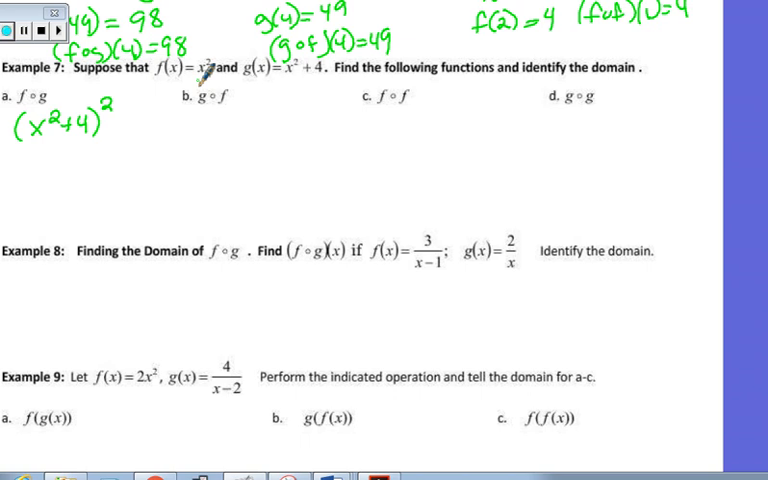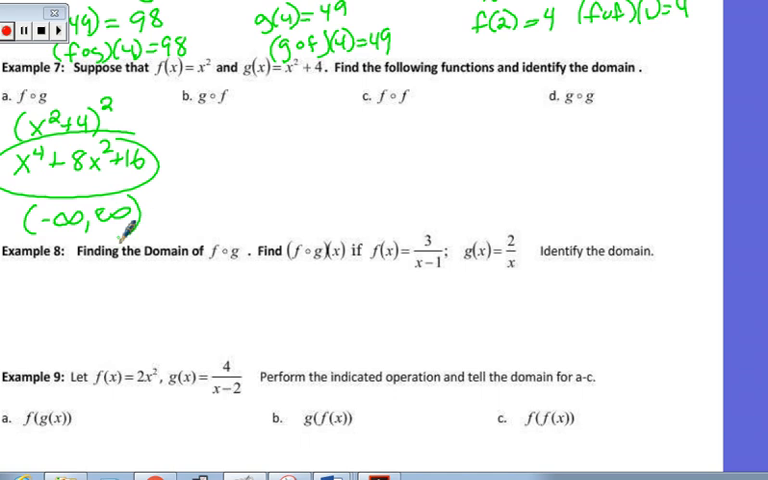Remember to FOIL this out. We're going to get x to the 4th power plus 8x squared plus 16. So there's our composite there. Talking about domain, we do not have any denominators and we do not have any radicals. So our domain here is going to be negative infinity to positive infinity.